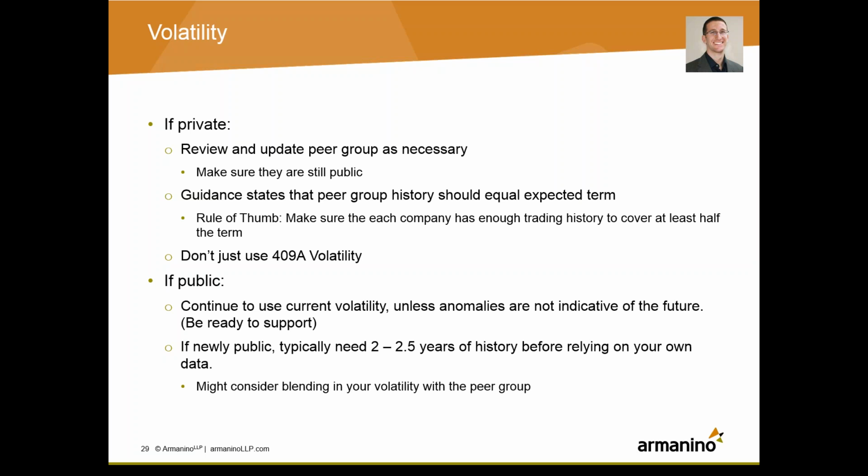The other thing is to make sure the time that your peer group has been trading covers the expected term. Oftentimes we find a company that just went public is in your peer group, and they're not going to give you enough trading history to use for your peer group volatility. We use a rule of thumb to make sure it covers at least half the term. That also helps make sure you're not getting some kind of post-IPO volatility that may not be applicable.